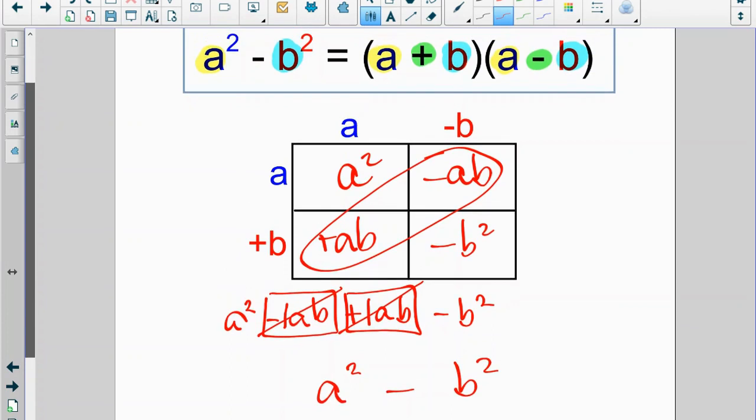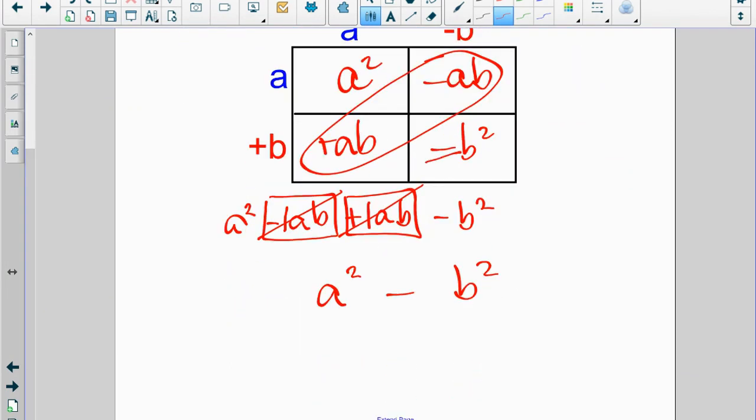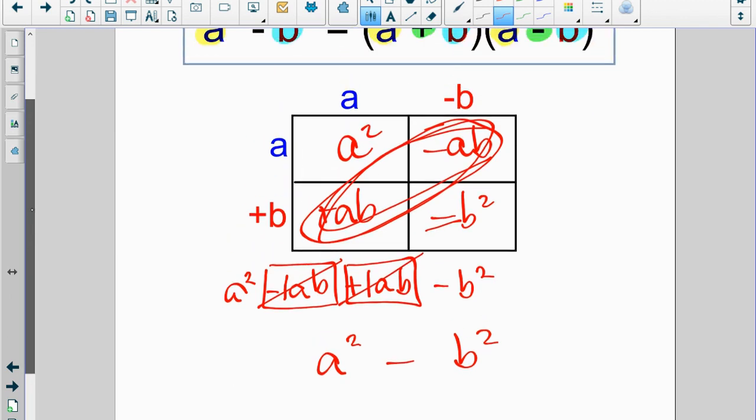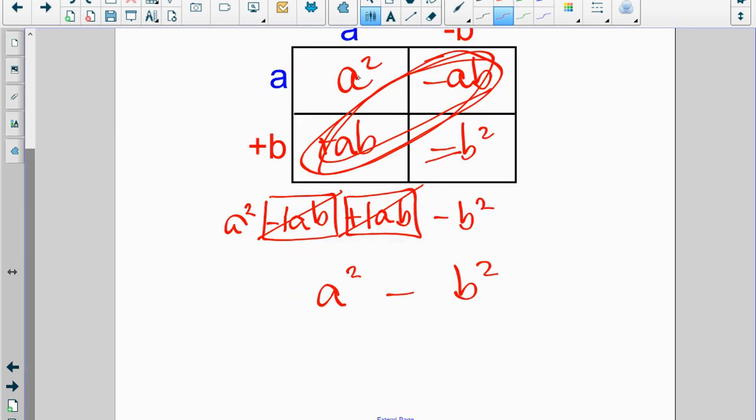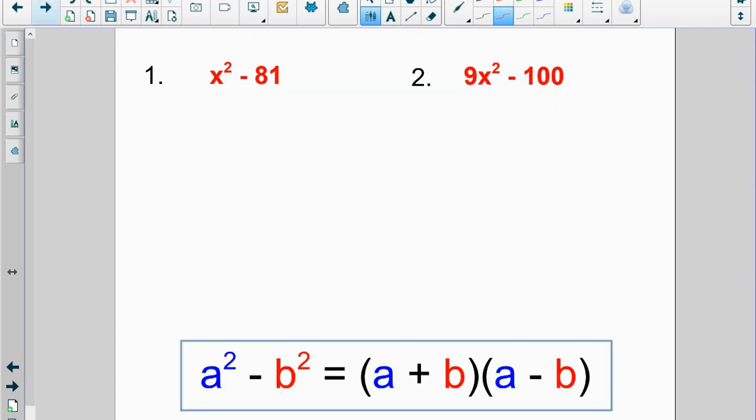So working backwards, if I have a difference of 2 perfect squares, that means that these two like terms are going to always add up to 0 and cancel each other out. And that's going to happen if we have this exact factoring pattern of a plus b times a minus b.